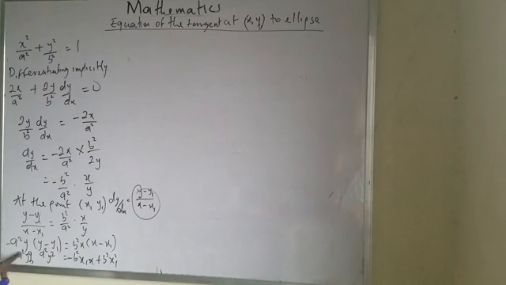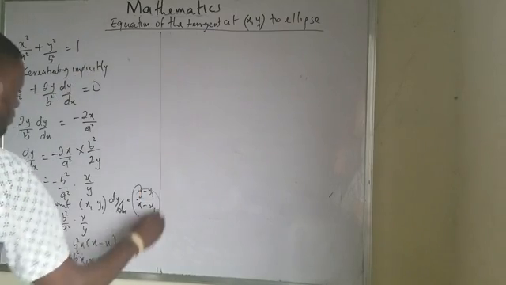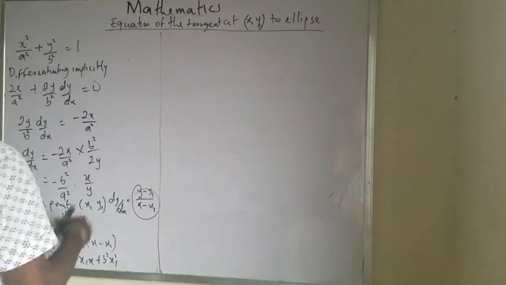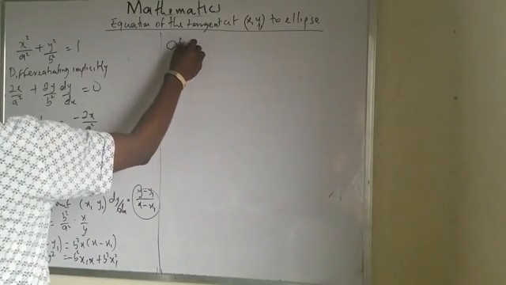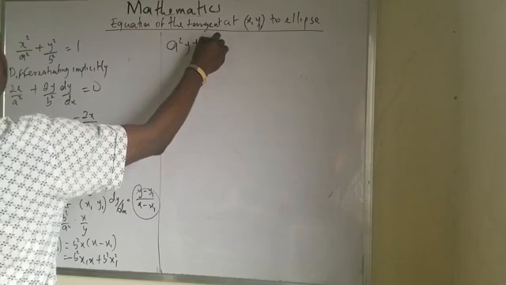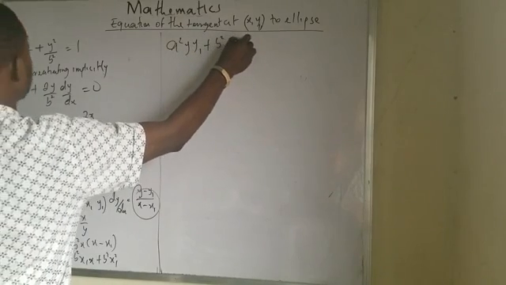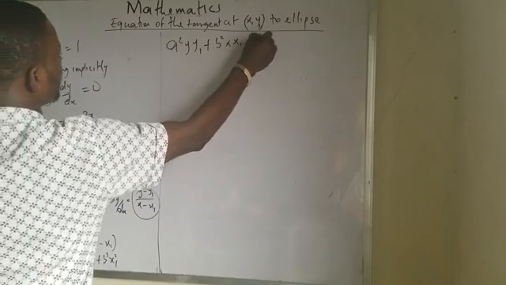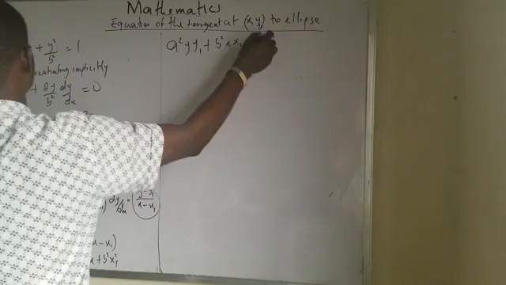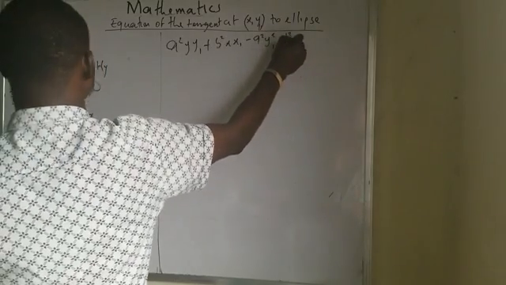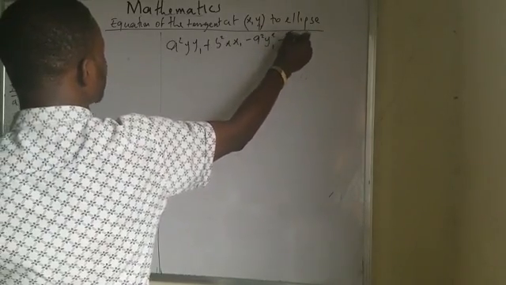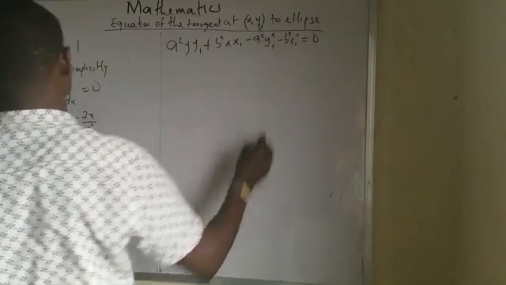Am I doing the right thing? Now, minus will be here. Since I have it that way, I can continue by having a squared y y1 plus b squared x x1 minus a squared y squared minus b squared x squared equals 0.